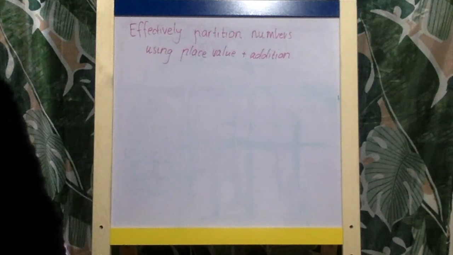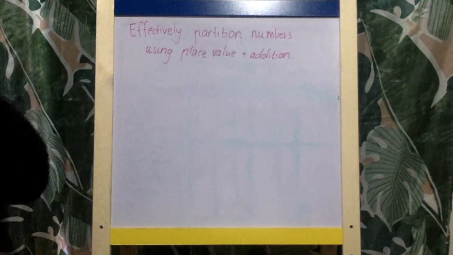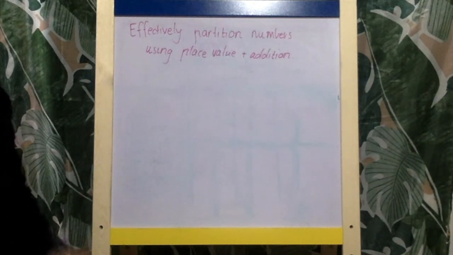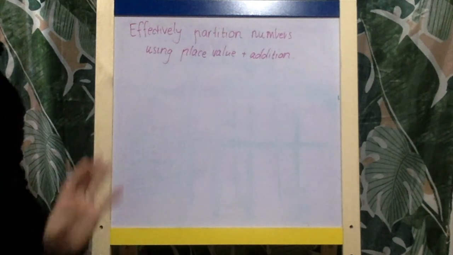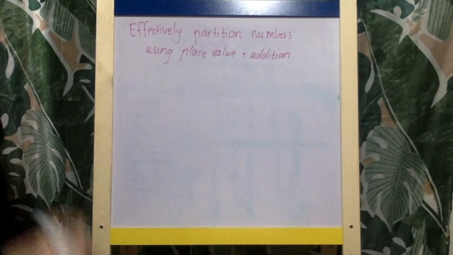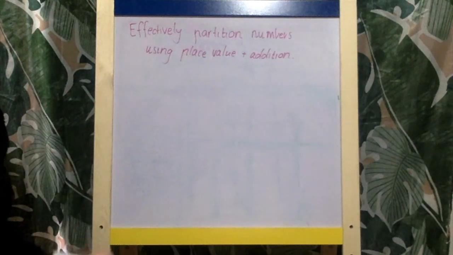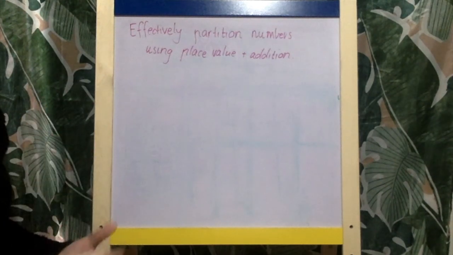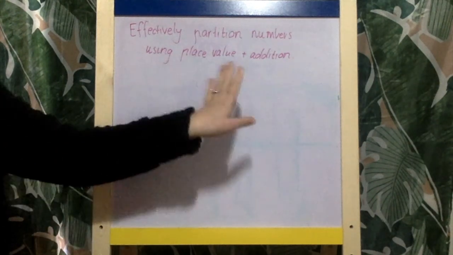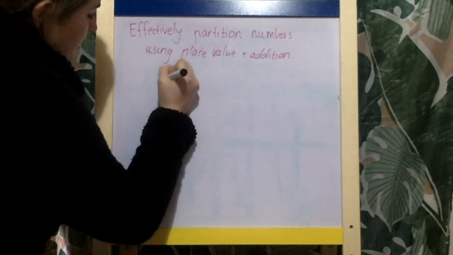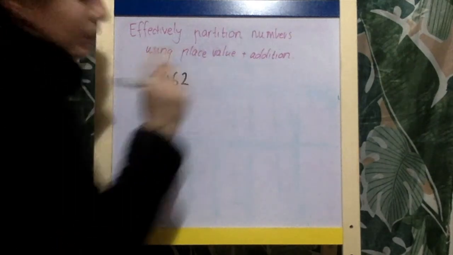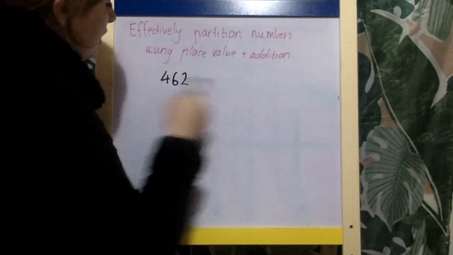Alrighty, this is going to be hot maths. So just like in the video we just watched, we're going to effectively partition numbers using place value and addition. So we're going to warm up into what we're going to be doing next week, which is addition, but I want to focus on the place value component of our maths today. So just like in the video, I'm going to choose 3 digits. Let's start with 2 digits actually.